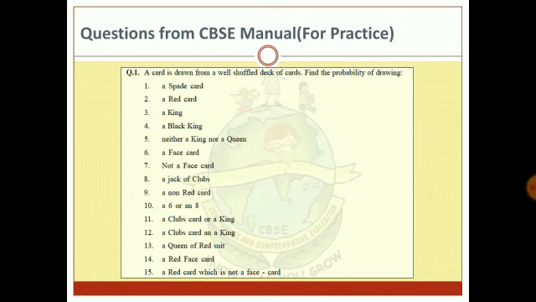Neither a king nor a queen. That means it should not be a king and it should not be a queen. So how many kings are there? There are 4 kings and there are 4 queens. So out of the 52 cards, it should not be any one of those 8 cards, that is a king or a queen. So out of those 44 cards, we can take any one. So the probability of getting a card which is neither a king nor a queen is 44 by 52, which is 11 out of 13.